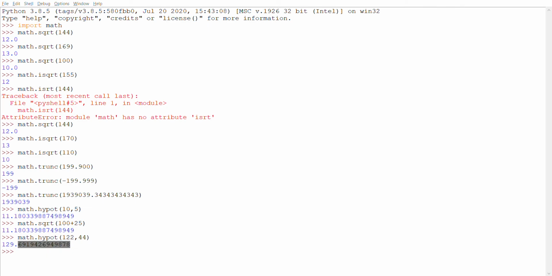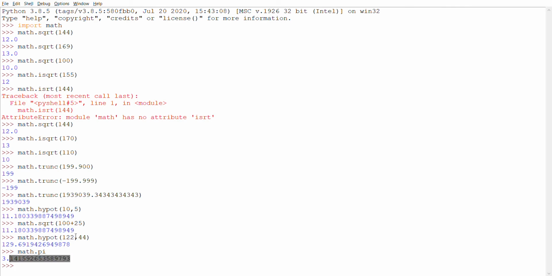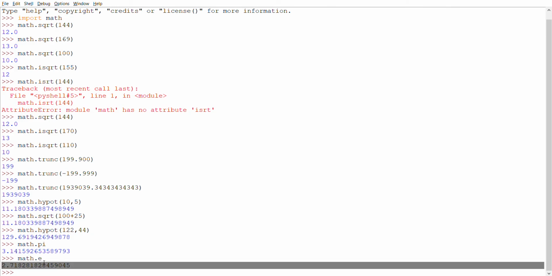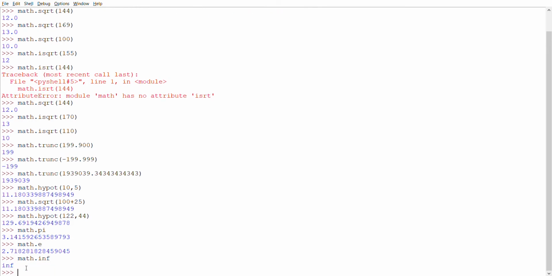Now we will go with some constant values defined in Python, just like pi. Math.pi is 3.14159, the constant value defined in Python. Now another constant value, Euler's number, math.e, which is basically 2.7182. Just like infinity, math.inf will return infinity only. Math.nan will return nan only.